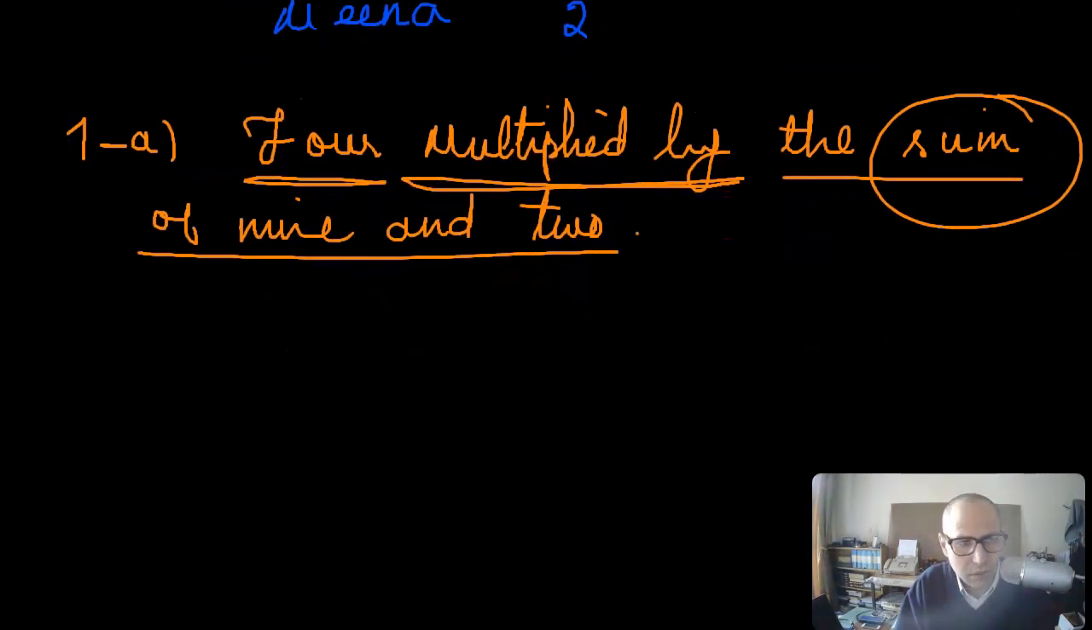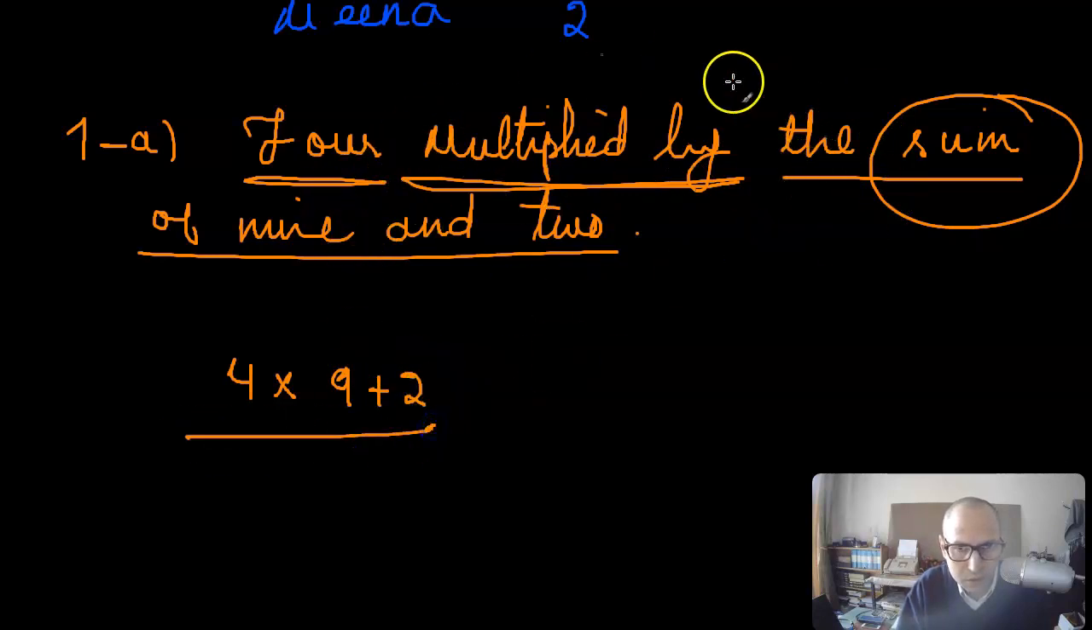And so when we say this sum multiplied by 4, that means that a 4 is multiplied by some sum, and the sum is the sum of 9 and 2. Now I can write this expression this way, but this over here is not the expression that we are talking about. We are multiplying the 4 by the sum of 9 and 2.